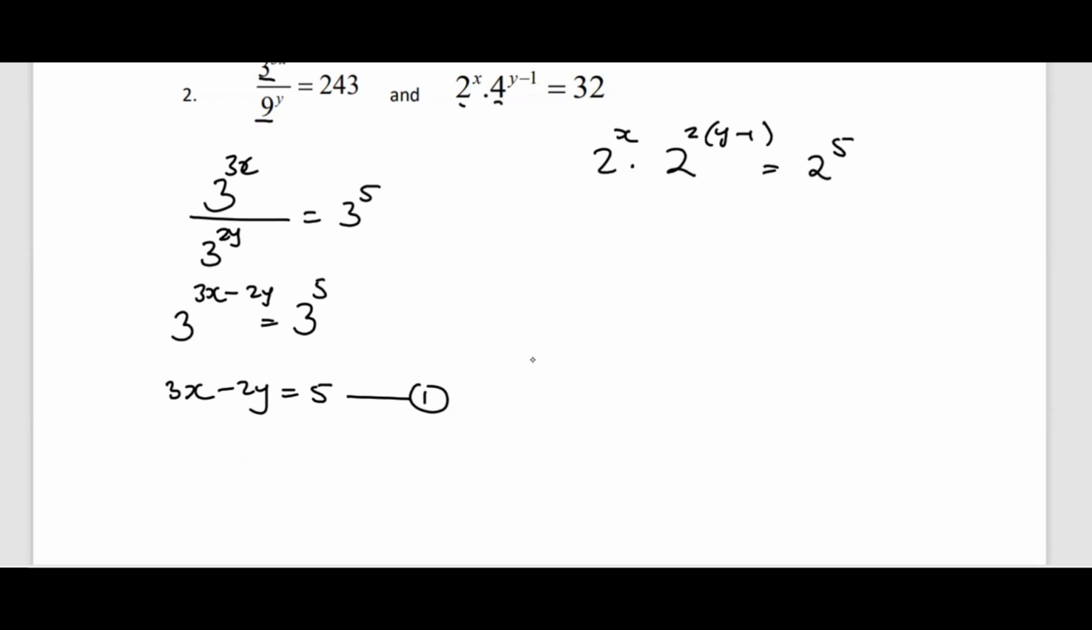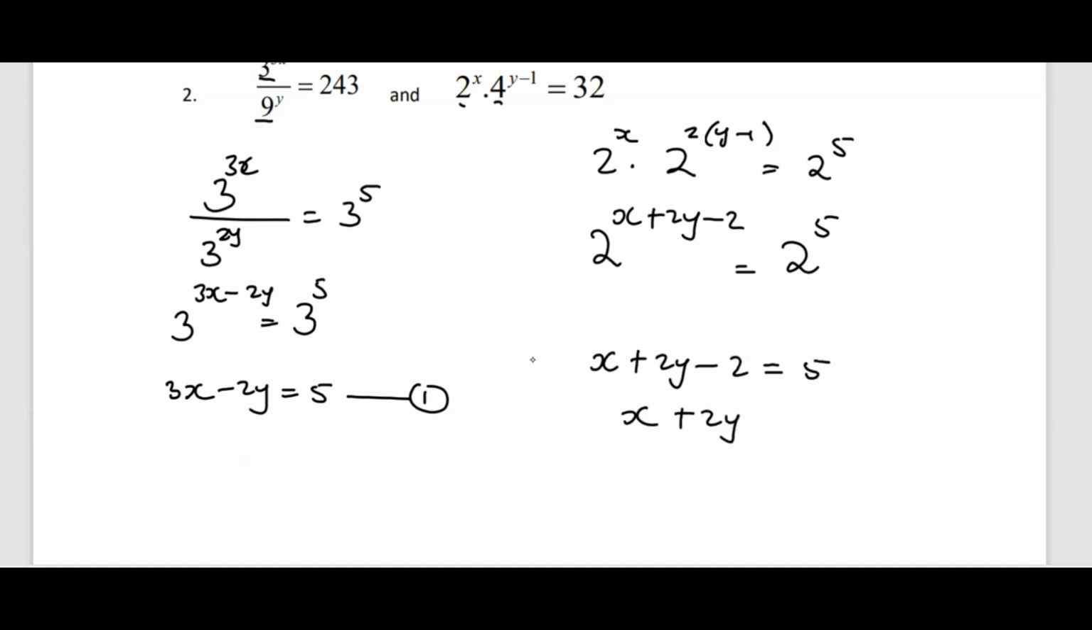Then let's add the exponents since we are multiplying. So that's going to be 2 to the exponent of x plus 2y minus 2 is equivalent to 2 to the exponent of 5. So the bases are the same. Let's just focus on the exponents. So x plus 2y minus 2 should be equal to 5. Let's simplify this. x plus 2y is equal to 7. Let this be our equation number 2.